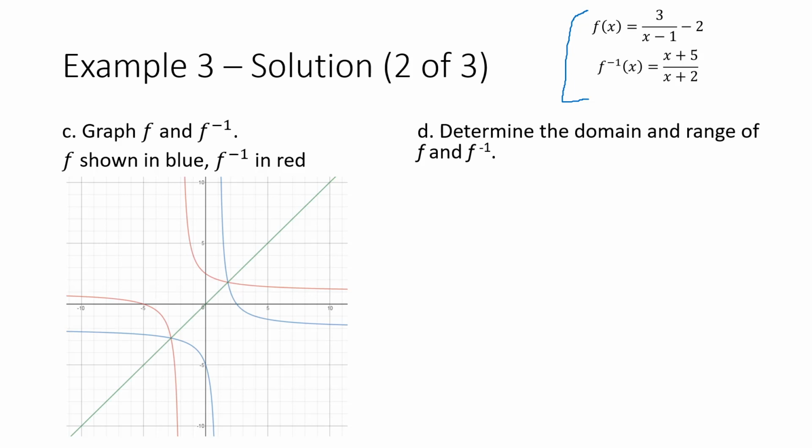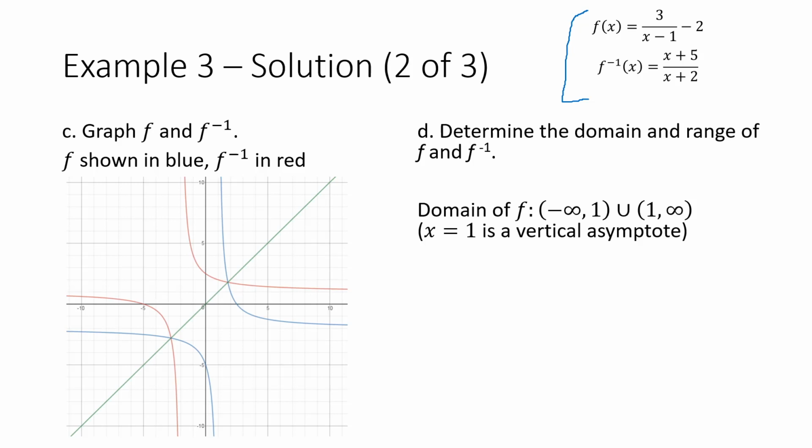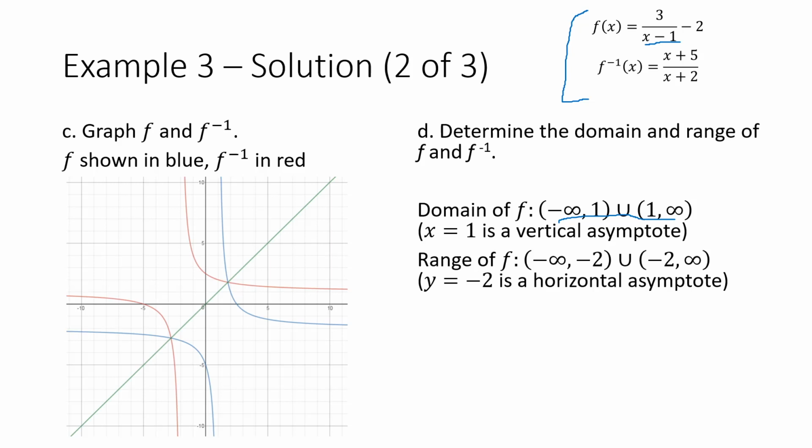And so now, for domain and range, look for your original function. The only issue there is dividing by 0 there. We can't let x equal positive 1. So the domain is negative infinity to 1 and 1 to infinity union together. The range then is everything except the horizontal asymptote, which happens at y equals negative 2. So the range goes negative infinity to negative 2, union negative 2 to infinity. And just swap those for the domain and range of the inverse.